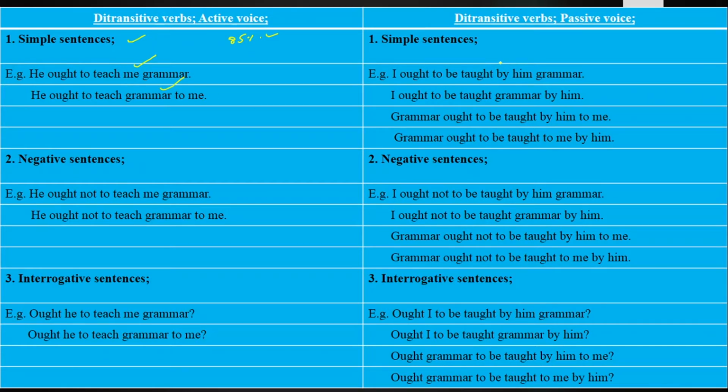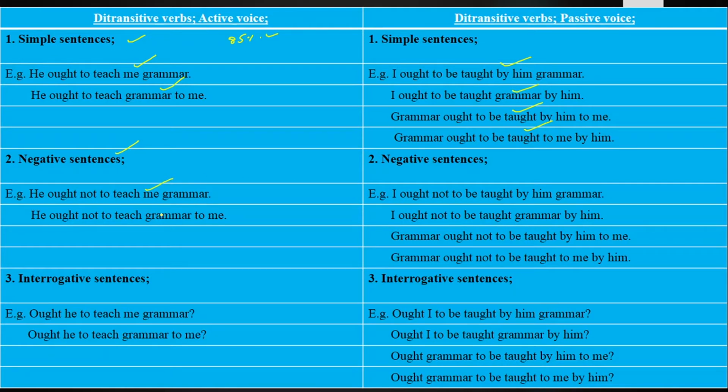I ought to be taught by him grammar. I ought to be taught grammar by him. Grammar ought to be taught by him to me. Grammar ought to be taught to me by him. Negative sentences of ought to, in which we deny the statement. He ought not to teach me grammar.